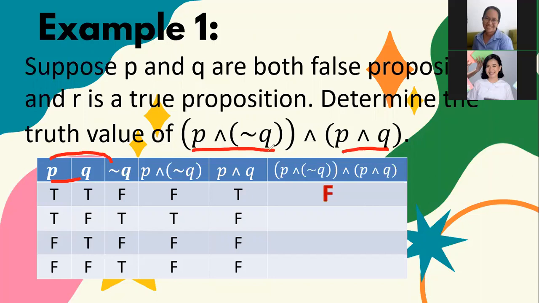Then lastly, saka ninyo ipe-perform yung whole operation. Ito ng dalawang columns na to ang titingnan nyo. Sabi natin, magtutrue lang siya if they are both true. But since wala tayong makitang column dito na parehas na true, then that means lahat ng rows natin for the whole operation of P and the negation of Q, and P and Q, are all false. Nasundan po yun kung paano mag-form ng truth table?